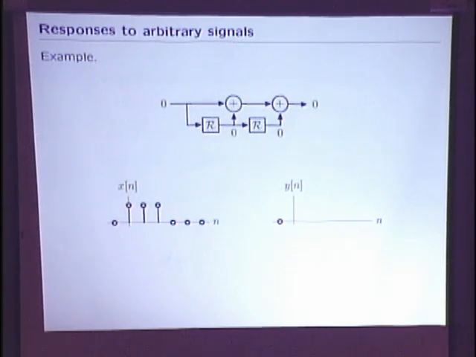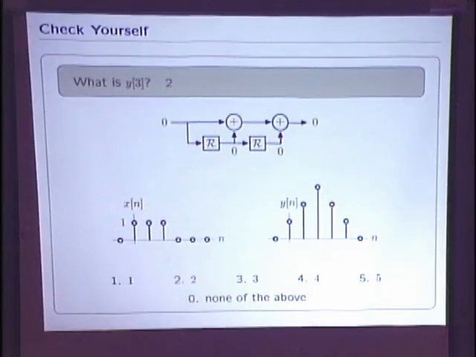Right? And then at time n equals 0, the input becomes 1. So now the output goes to 1. At time 1, it goes to 2. At time 2, it goes to 3. At time 3, it goes to 2, right? This is all obvious, right? Etc. So the answer is 2. y of 3 is 2.